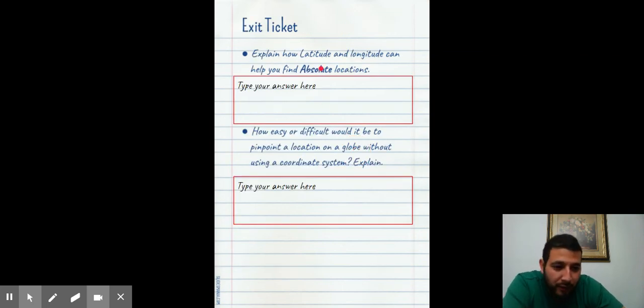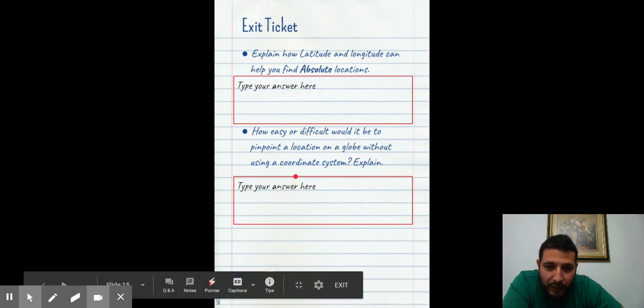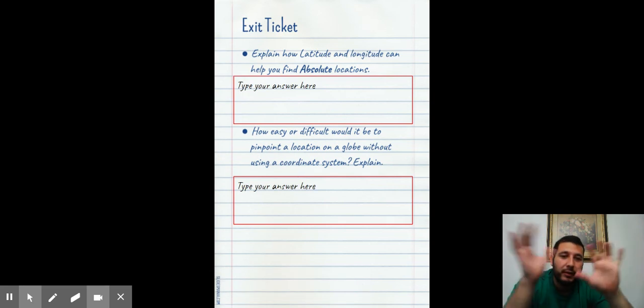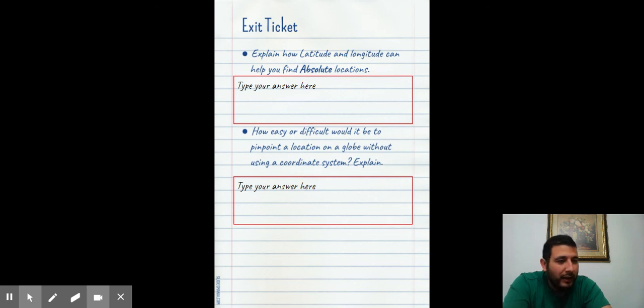Okay, and then just for the end of the lesson, explain how latitude and longitude can help you find absolute locations. So we just covered this. You look at the map, how is it that it helps you? Now, how easy or difficult would it be to pinpoint a location on a globe, so on the big sphere, without using the coordinate system? It's kind of like if you had a book but it didn't have a glossary or chapters or anything. It's just a book with all the information. It's kind of hard. So instead of having a guide, explain what it would be.